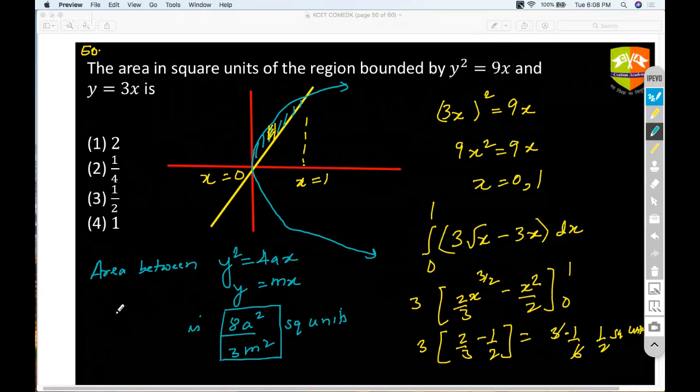So in the present question, my a was actually 9 by 4. So 8 into 9 by 4 whole square by 3 into m square. M square is going to be 3 square. Correct? So if you solve this, it is going to be 8 into 9 by 4 into 4 into 3 square into 3. So this is going to get cancelled off. This is going to be 2. And this is going to be again a 2.